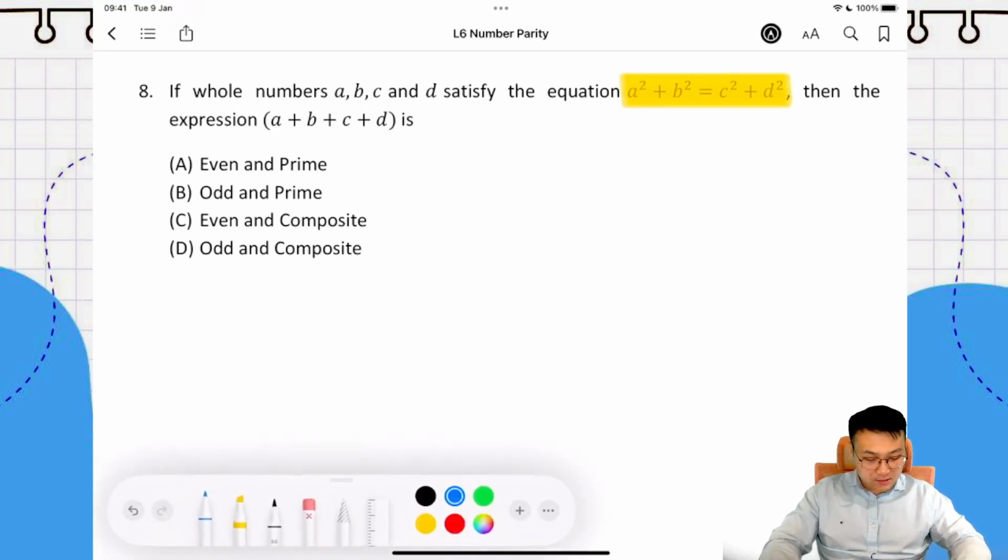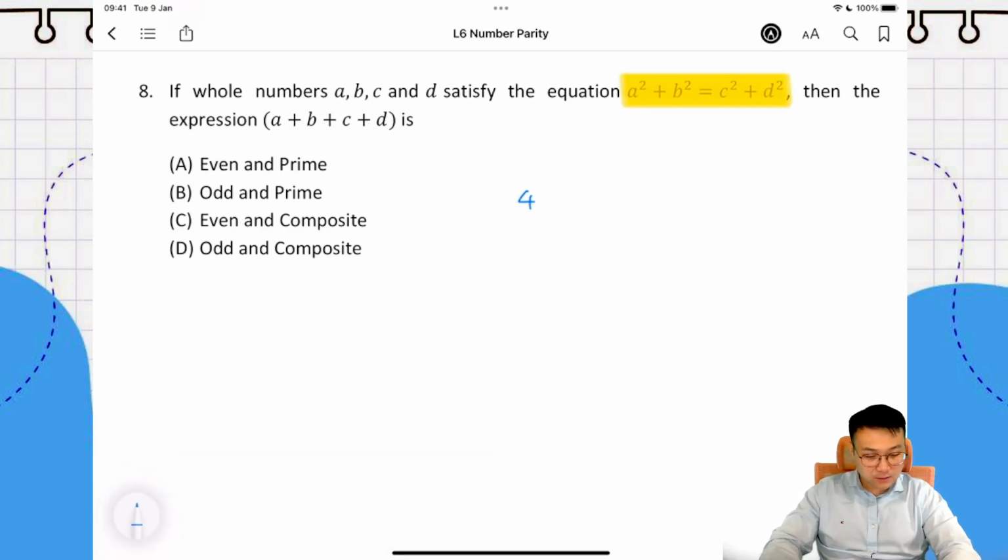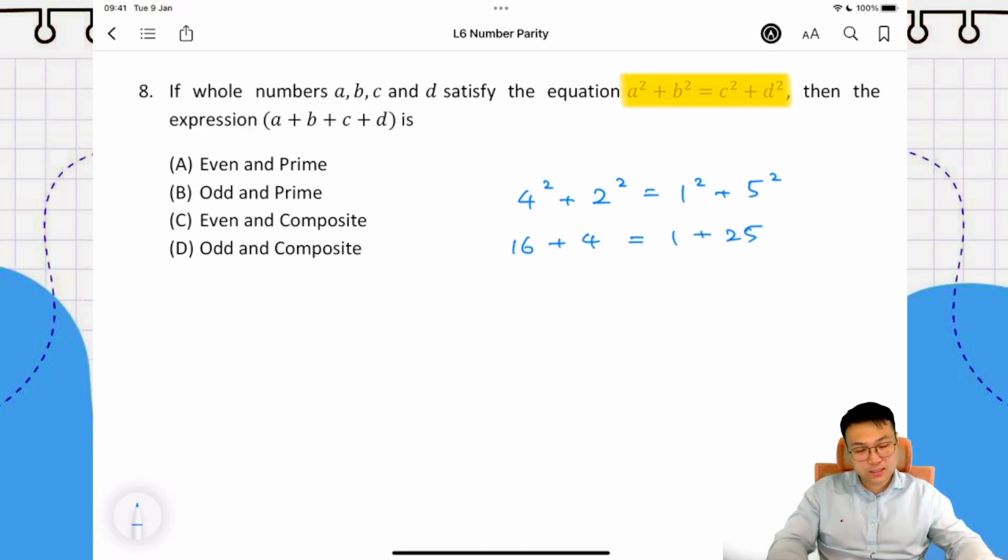So let's just do an example. Let's say A is 4, 4 squared, let's say B is 2 maybe, equals C squared, let's say C is 1, plus D squared, let's say D is 5. I mean, this is definitely not going to be equal to each other. 4 times 4 is 16. 2 times 2 is 4. 1 times 1 is 1. 5 times 5 is 25. I know this is definitely not equal to each other, but just assume that they are equal.